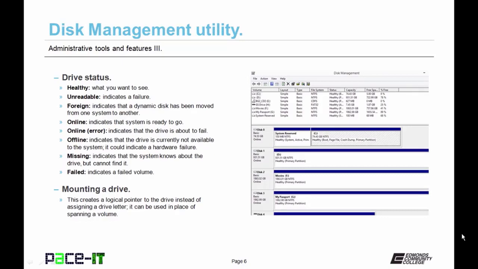If the status is offline, that means that the drive is currently not available to the system, and it could indicate a hardware failure. A status of missing means that the system knows about the hard drive but can't find it. The last status, failed, is pretty self-explanatory.